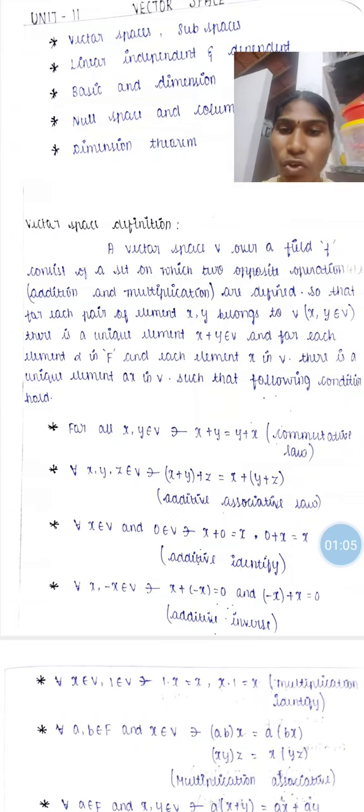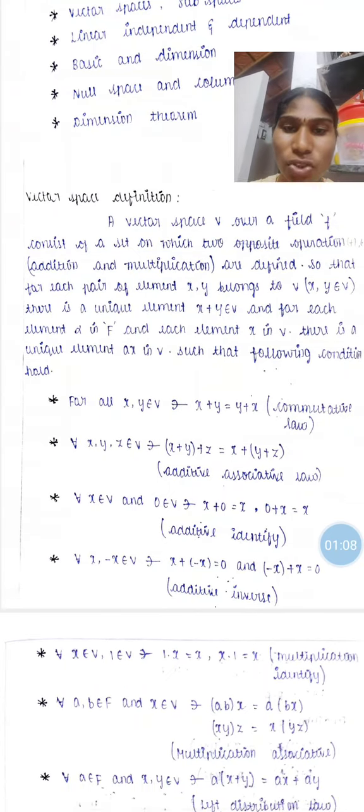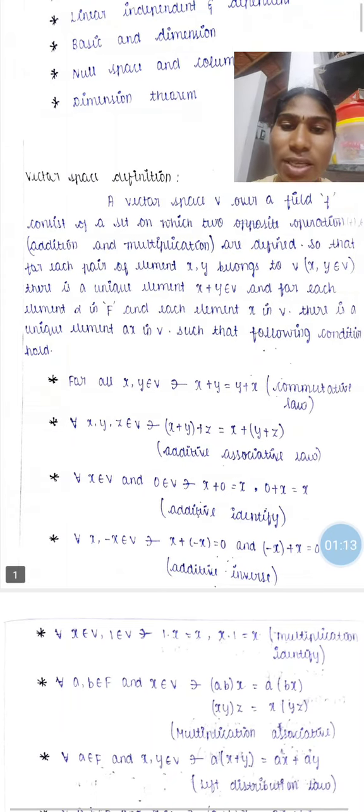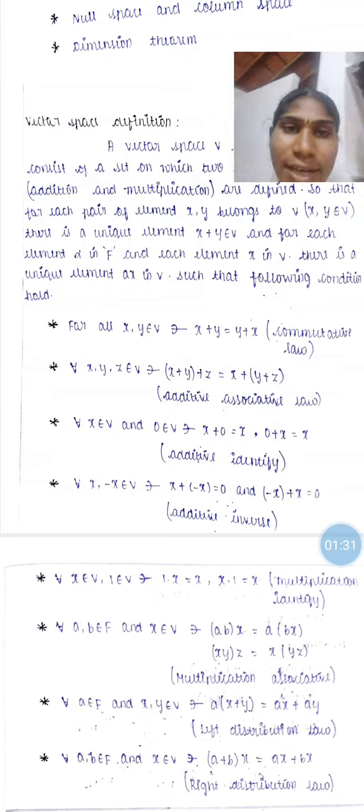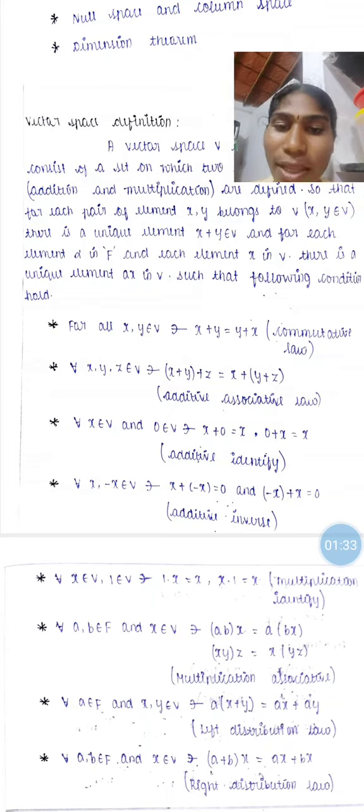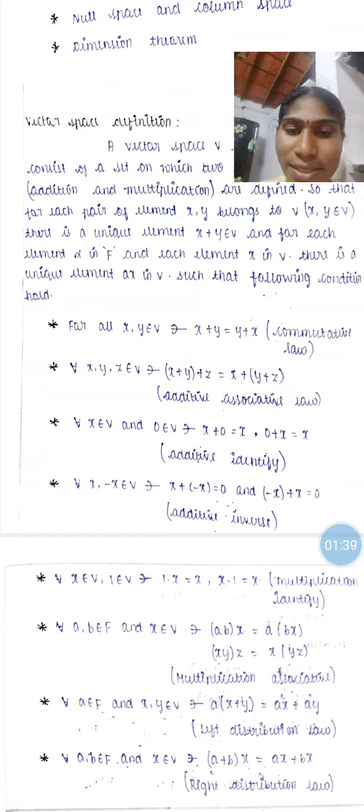First property is the commutative law. That means for all x, y belonging to V, x plus y is equal to y plus x in addition. Next one is the additive associative law. For all x, y, z belonging to V, x plus y plus z is equal to x plus y plus z. And for all x belonging to V and 0 belonging to V, x plus 0 is equal to x and 0 plus x is equal to x. It's the additive identity. Then next, x and minus x belong to V such that x plus minus x is equal to 0 and minus x plus x is equal to 0.